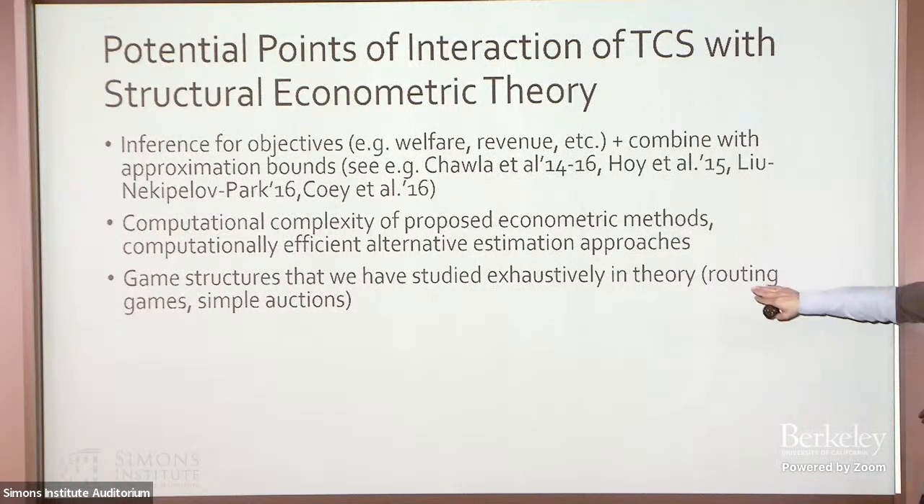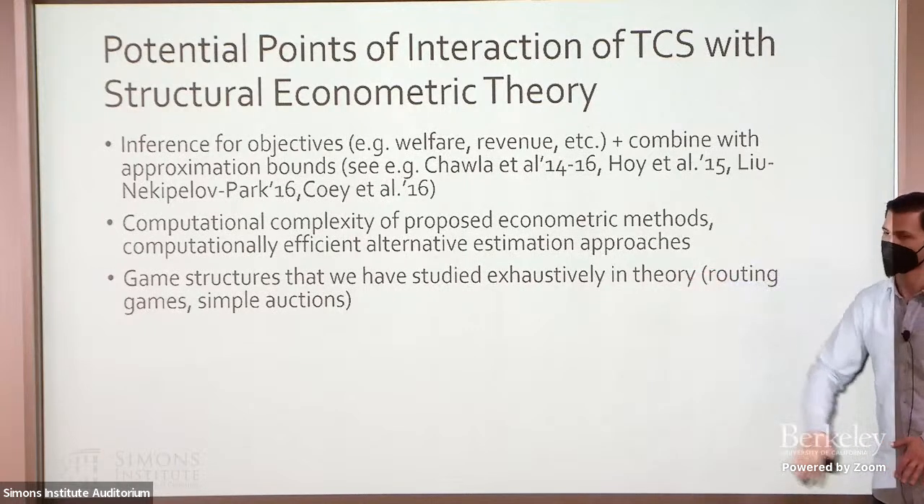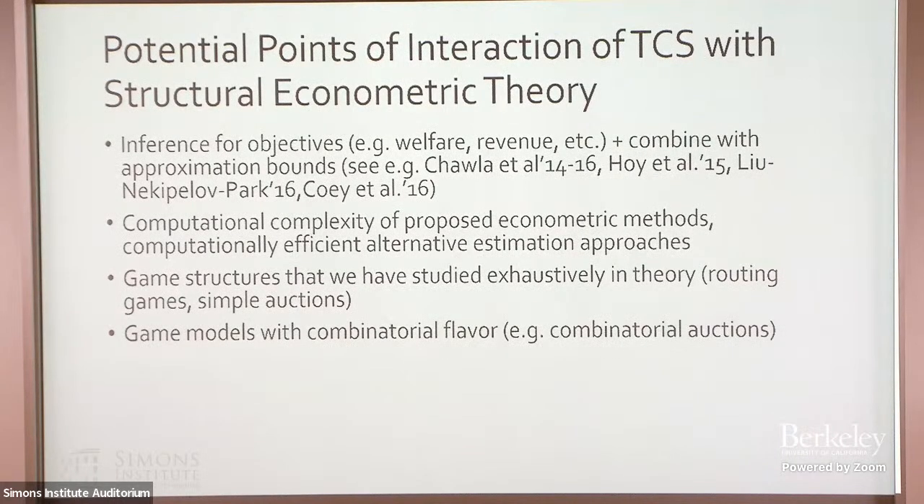Many of the econometric methods are not applied to game structures that we have studied exhaustively in the algorithmic game theory community, such as routing games or simple auctions, and maybe we can look at different classes of games that we have studied from an econometric perspective, especially when the game models have a combinatorial flavor, like combinatorial auctions. The econometric theory in auctions for combinatorial auctions is a pretty open area.